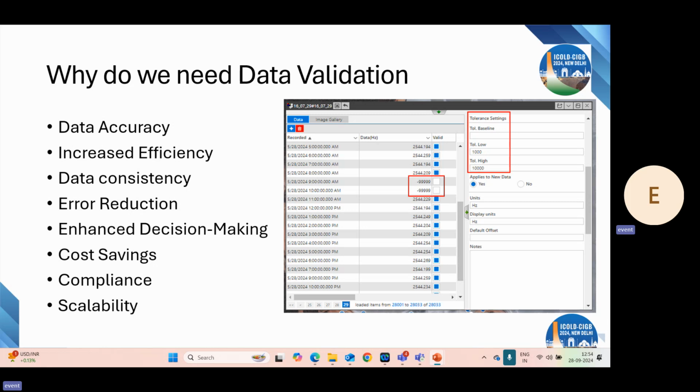For example, you can create thresholds that will automatically invalidate the data that came in incorrectly, and it will not affect your charts, your plots and your calculations. So it reduces a lot of errors, it makes the data more consistent, enhances decision making and saves a lot of time.